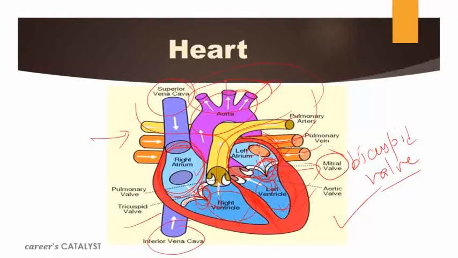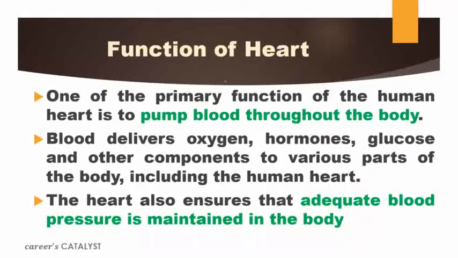So this is the main function of the human heart as we discussed here. The human heart helps to regulate the flow of blood inside the body. How the blood flows inside the human heart, that we discussed here. Now, what is the function of the human heart? As I told you earlier, one of the primary functions of the human heart is to pump the blood throughout the body. Obviously, after pumping, it also assures that it regulates the flow of blood inside the blood vascular system.